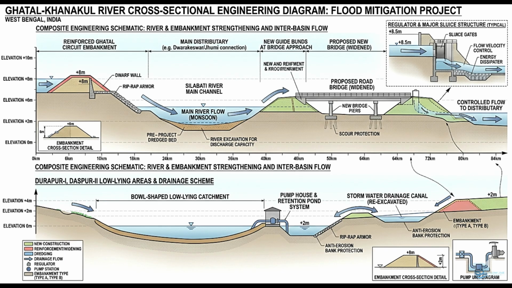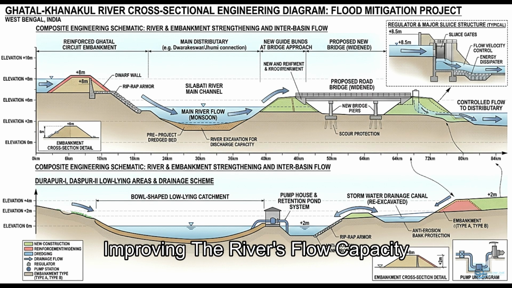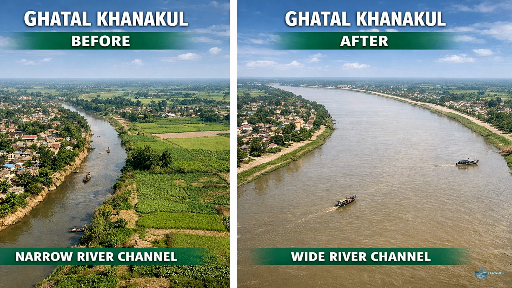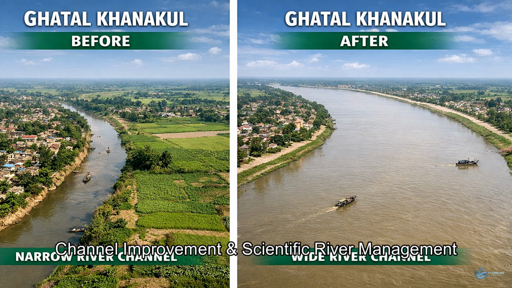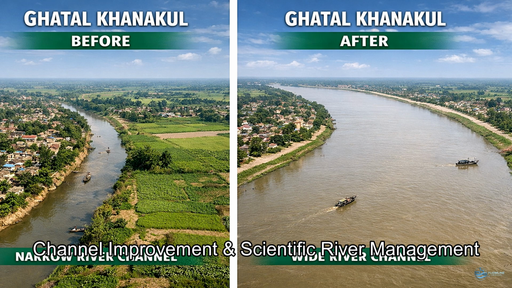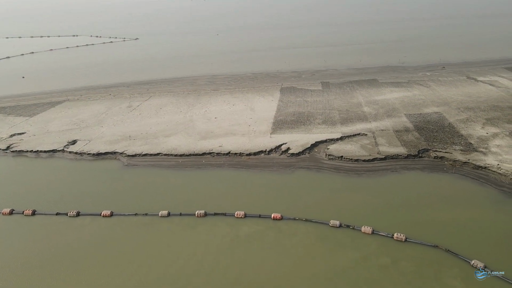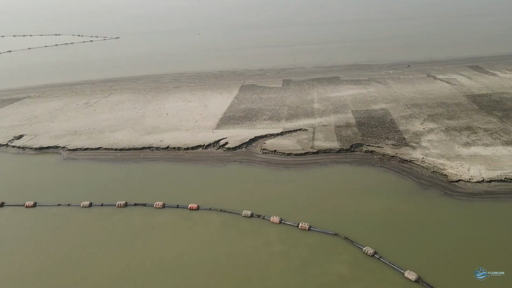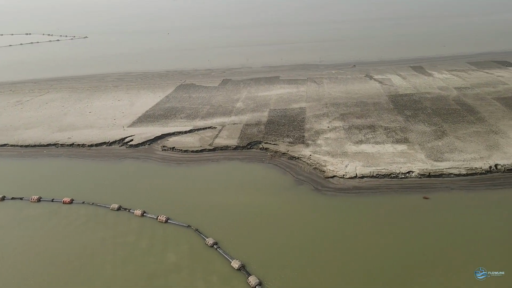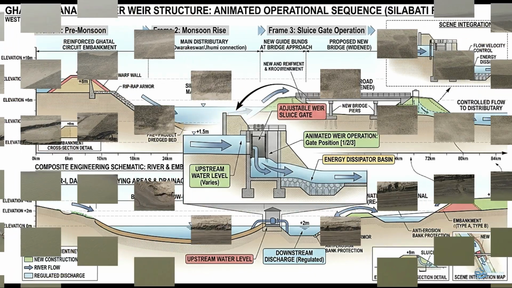Over time, rivers naturally change. Sediment deposition and morphological changes can reduce effective flow capacity. Therefore, scientific river management may require measures such as selective channel improvement, removal of critical flow restrictions, improvement of hydraulic capacity where necessary. However, every intervention must be supported by proper river studies, because increasing flow in one location can influence conditions elsewhere. A river is a connected system.